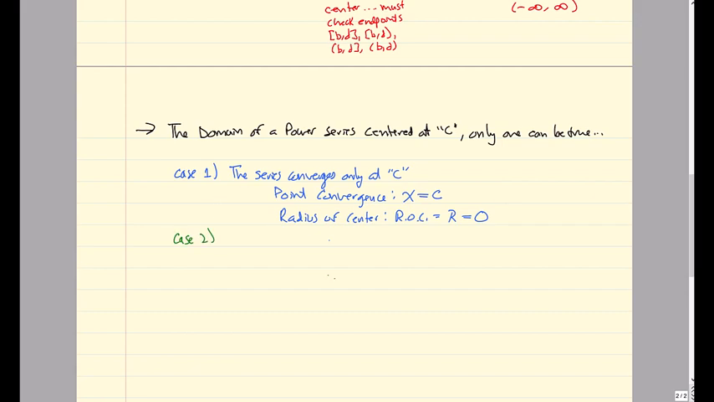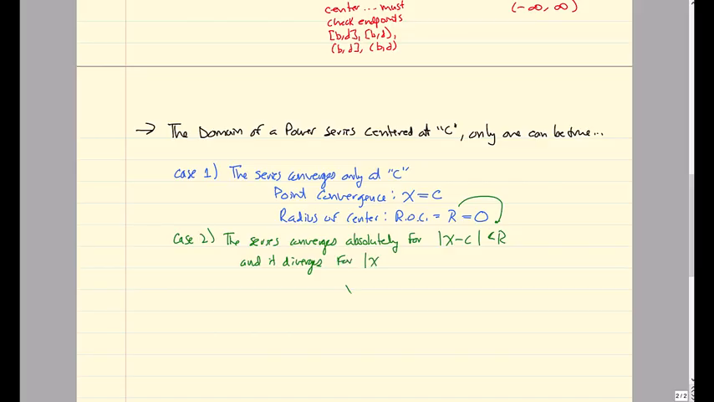Let's look at case 2 from up above. For case 2, the series converges absolutely for the absolute value of x minus c less than some value of r. And r is this same radius of convergence. Now the absolute value is here, and remember, I can rewrite this interval, and if I rewrite the interval I'd have to check the endpoints. But let's write out a few other things. And it diverges for the absolute value of x minus c greater than r.